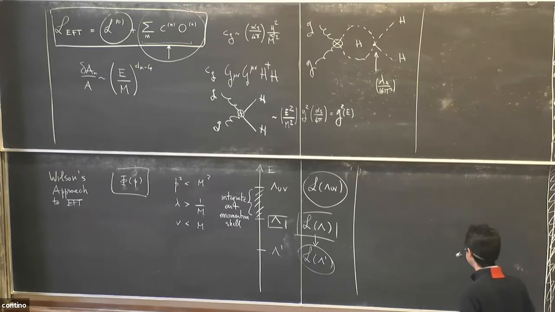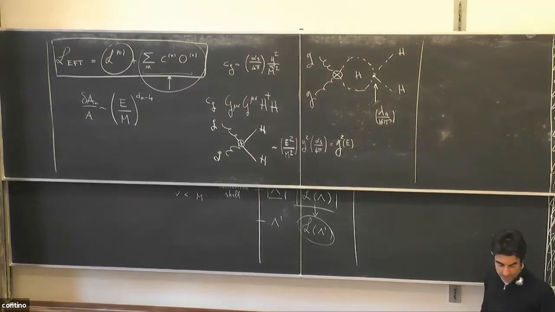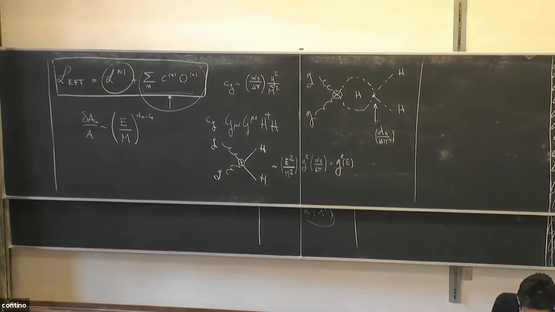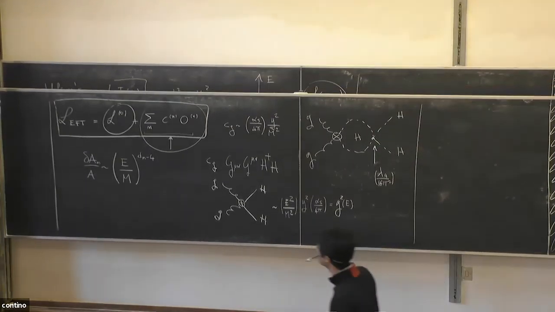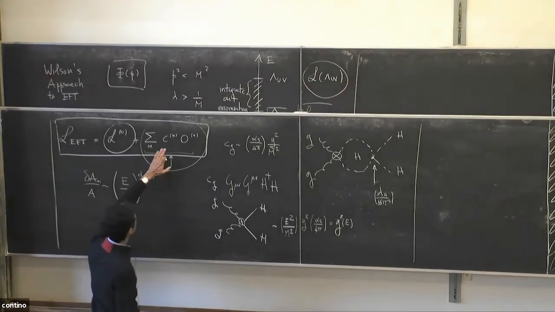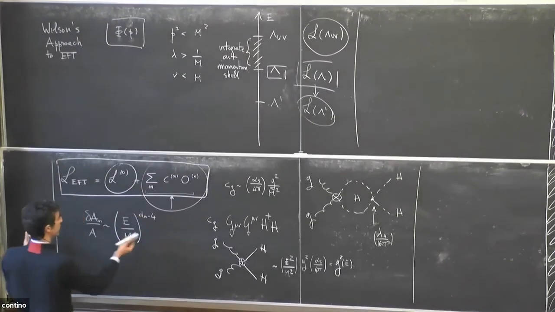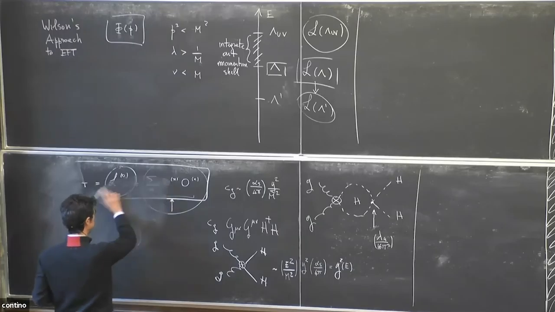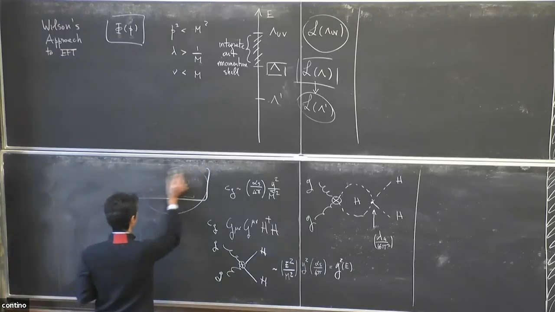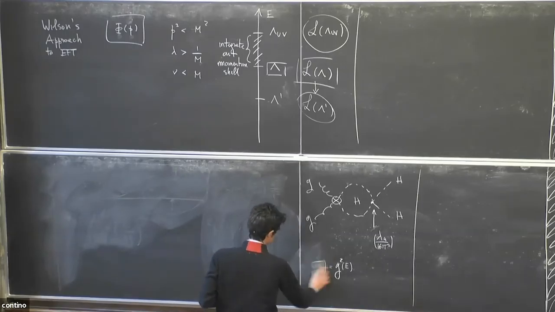Okay, so let me switch board. And let me start discussing the procedure which allows us to extract these coefficients in order to reproduce the physics of the UV theory. This is called matching. How do we do matching? Well, there are different recipes, actually a couple of recipes.